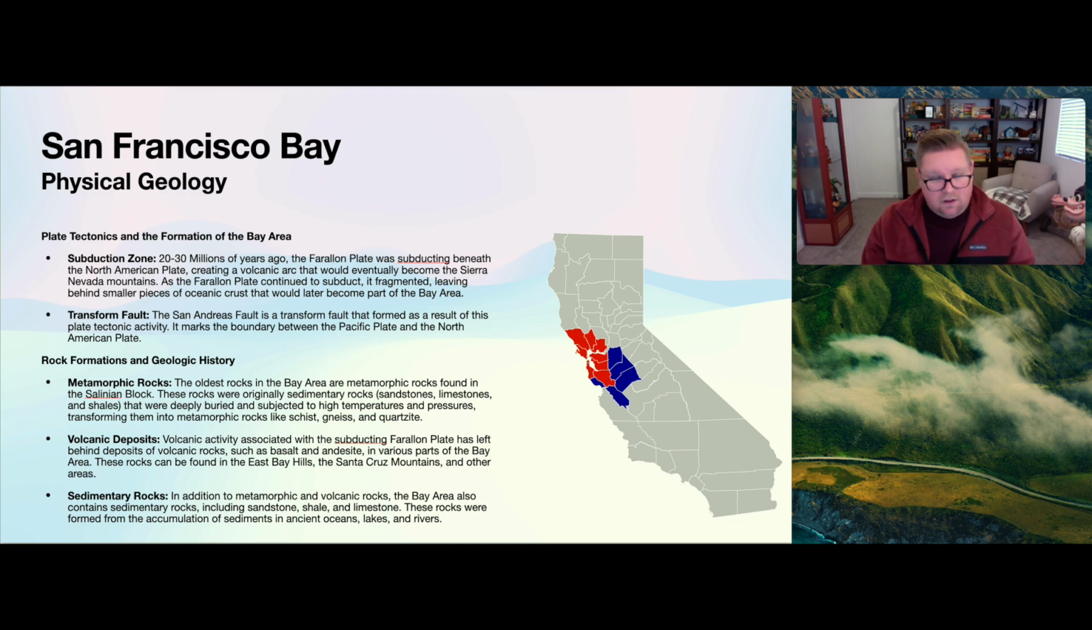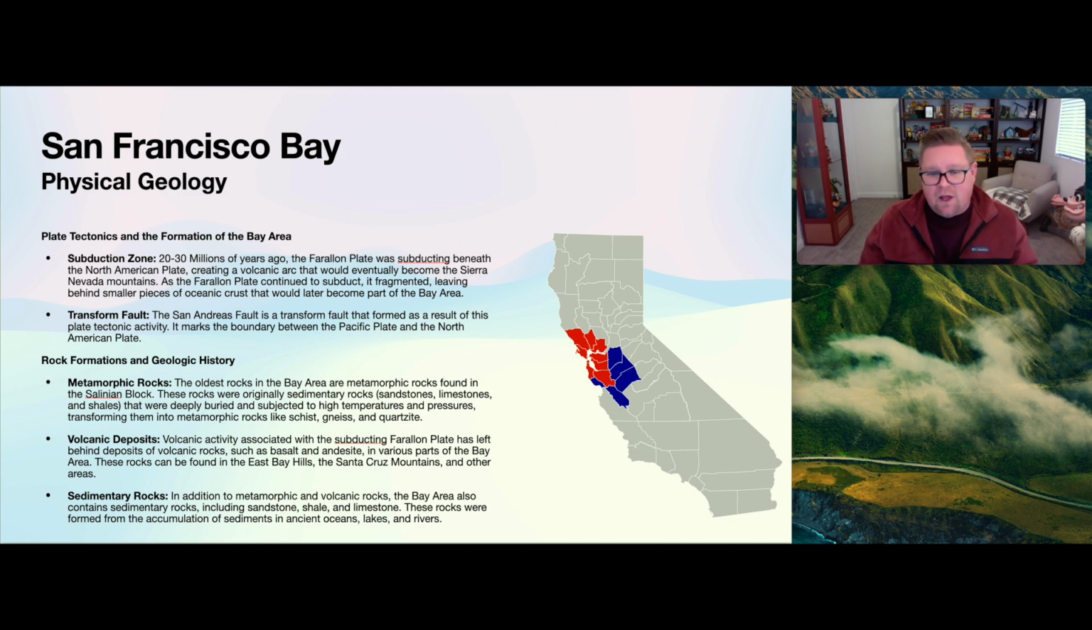It is along that San Andreas Fault. About 20 to 30 million years ago, there was a subduction of the Farallon Plate beneath the North American Plate, creating a volcanic arc that would eventually become the Sierra Nevada, which we'll cover in a different presentation. As that Farallon Plate continued to subduct, it fragmented, leaving behind smaller pieces of oceanic crust. It would later become part of the Bay Area. Now, running through this is our San Andreas Fault, which was the result of that plate tectonic activity.